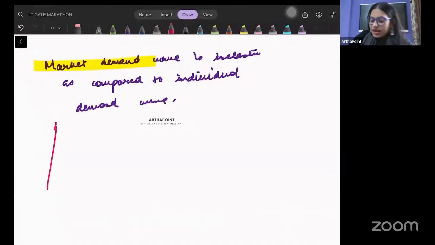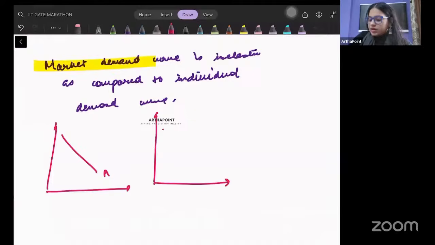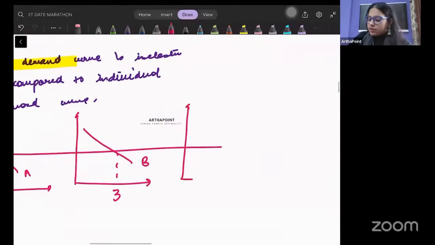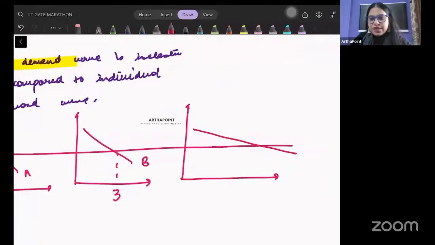So we just have to remember that when we talk about market demand, what is happening? I have an individual demand of individual A. I have a demand for individual B. So supposedly I take a price. I say price is 4. And at this price, A is demanding 2 units and B is demanding 3 units. So in total, I will have 5 units being demanded. So this demand curve will be flatter.